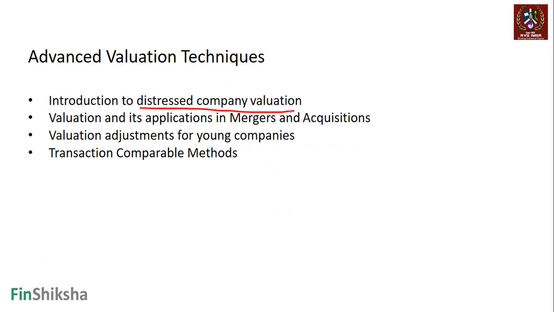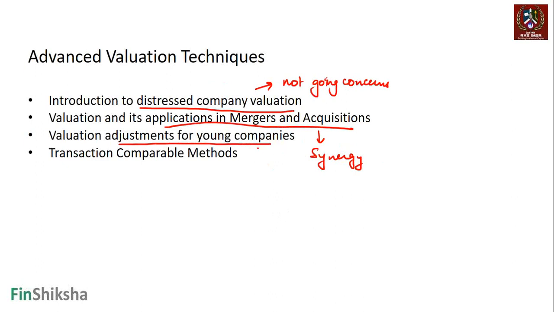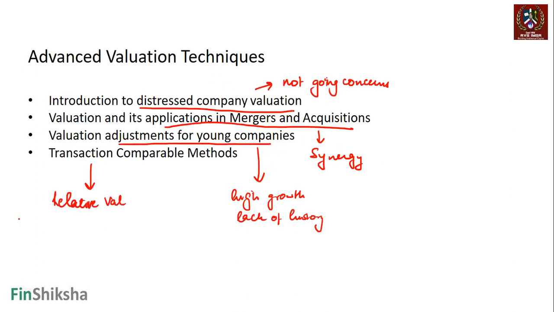Introduction to distressed company valuation, where companies are not expected to be going concerns, right? So you cannot really use your terminal assumptions very easily. You're looking at valuation and applications in M&A, basically trying to value synergy. You're looking at valuation adjustments for young companies because of high growth and many other factors like lack of history, etc. for younger firms. And you're looking at transaction comparable methods, which is similar to relative valuations, but basically bases the value of a company on other acquisitions in the same sector, right? That's what these four methods are.